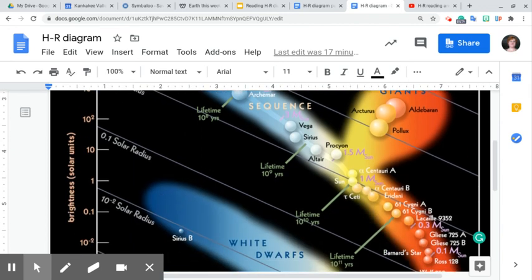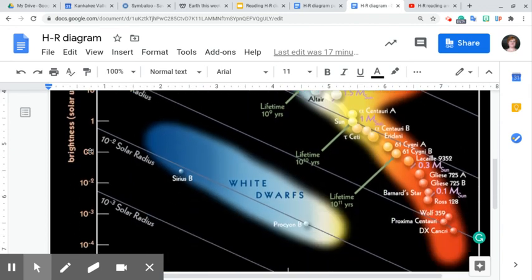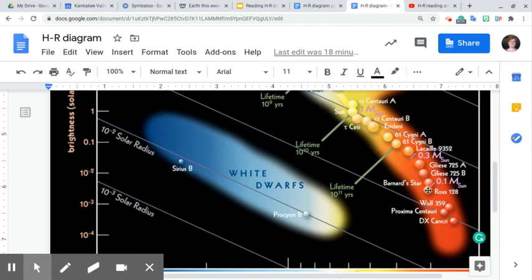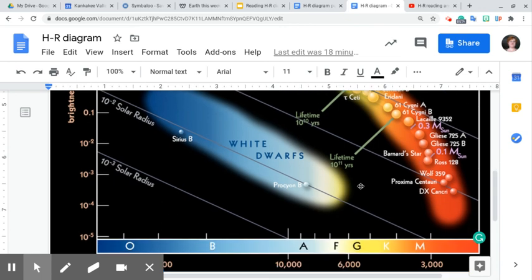If we're going in the opposite direction, 0.1, 1/10 the brightness of our sun. 10 to the -2, 1/100th, 100 times less bright than our sun. 10 to the -3, 1,000 times less bright than our sun. 10 to the -4, 10,000 times less bright than our sun.